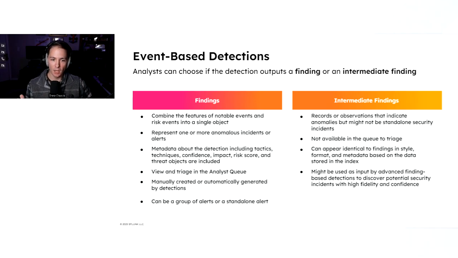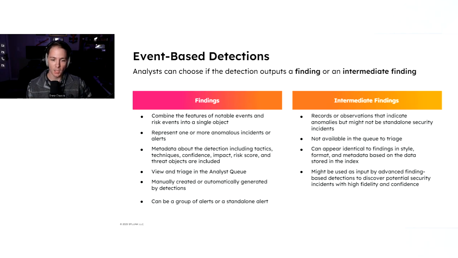Findings are the features of notable events and risk events in a single object. So we're no longer just thinking about a finding as a notable event, but it is also bringing risk to the table. These can be one or more anomalous incidents or alerts. And then we're bringing things like metadata, like MITRE ATT&CK TTPs, what's the risk score, and other types of threat objects. Findings are going to be able to be viewed and triaged inside the analyst queue.